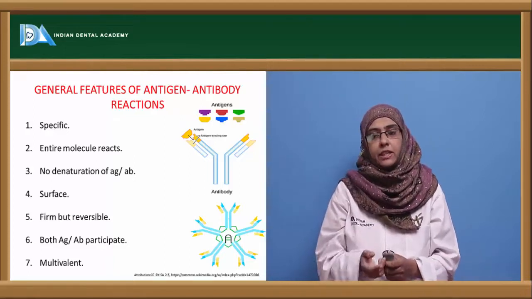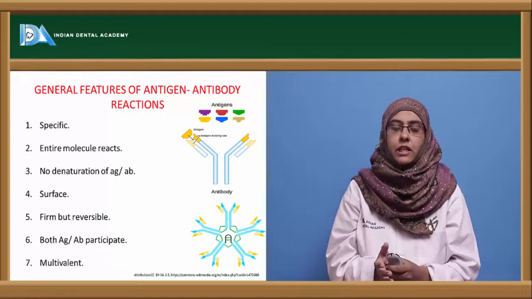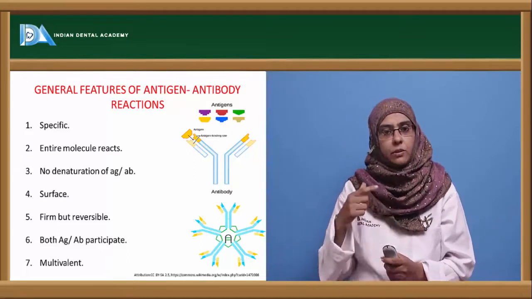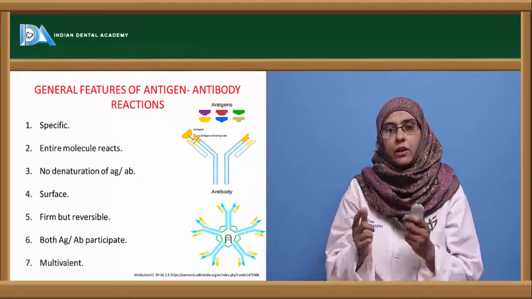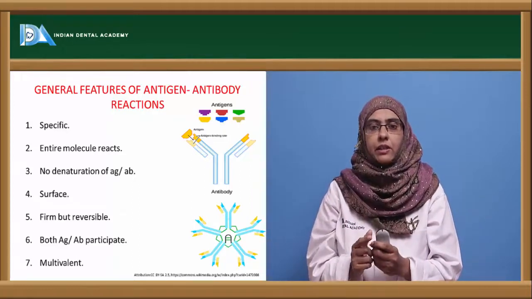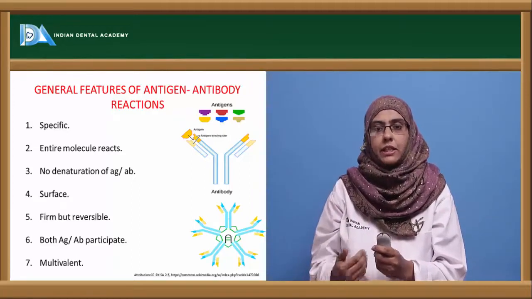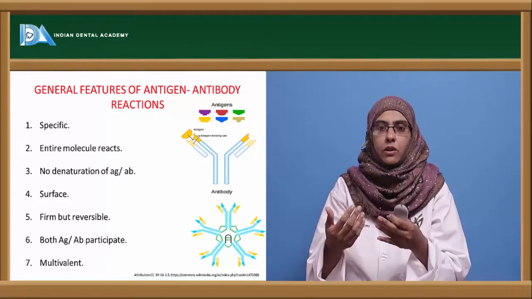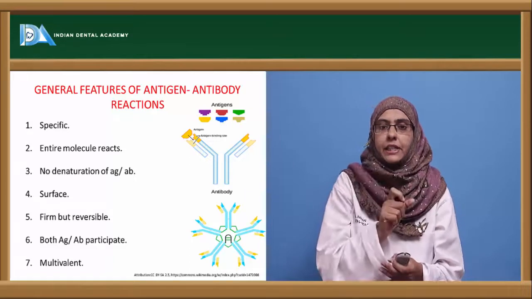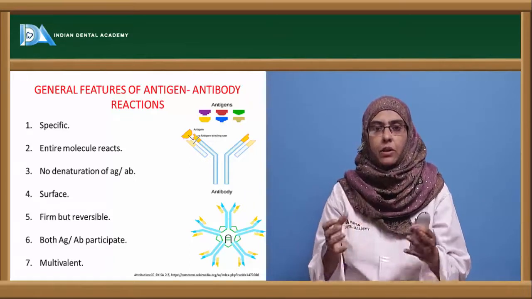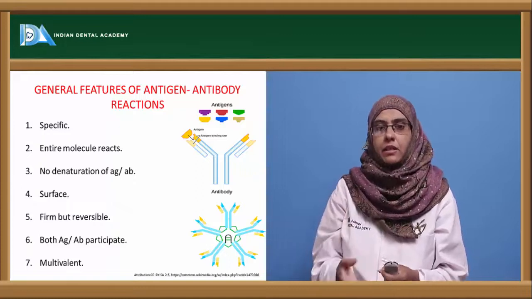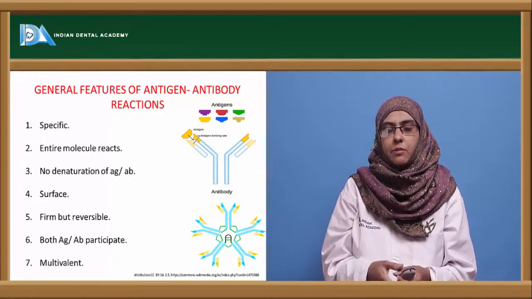And the next important thing is that the entire molecule reacts. The antigenic determinants present on the antigen induce the production of antibodies, and they interact with each other, but when they are precipitating or agglutinating, it is the complete, entire molecule that precipitates or agglutinates. It's not only the antigenic determinant or the antibody; it is the whole molecule that reacts and participates in the antigen-antibody response.